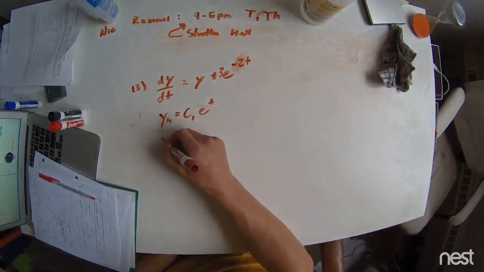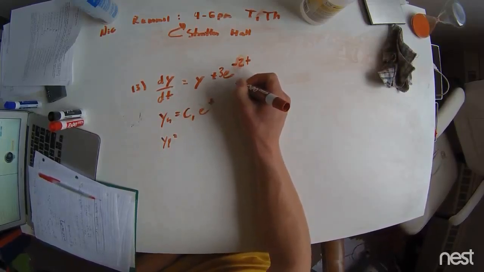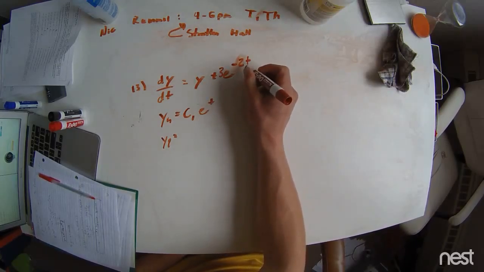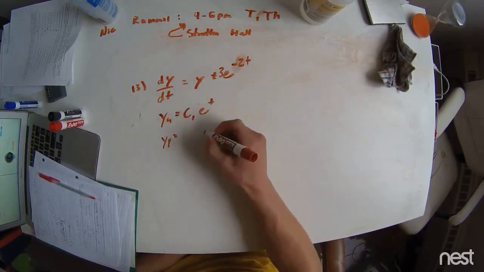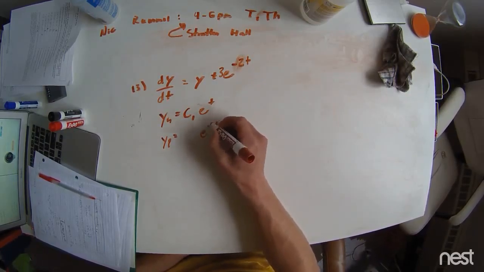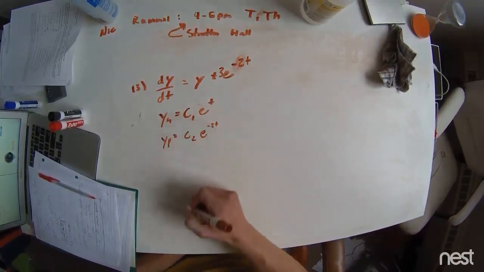Next, we're going to be looking at our y particular. We want to look at our function of t and guess something similar to this. Because there's a different coefficient attached to this e to the t, there's an e to the negative 2t, we can guess e to the negative 2t up here, because this negative 2 attached to the t is different than the 1 attached to the t here, which have a different coefficient.